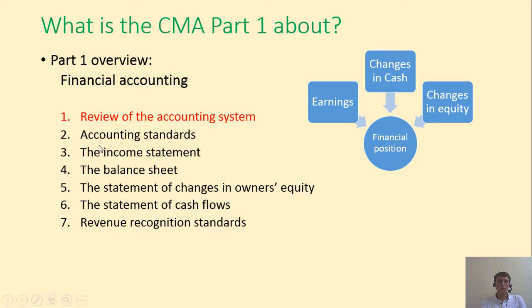We're going to talk about accounting standards, why they're needed and what they are. We're going to talk about the different financial statements in detail, much more than the level of detail you have in a basic financial accounting course. So we'll really dig into these statements, including the income statement, the balance sheet, the statement of changes in owner's equity, and the statement of cash flows. And finally, we're going to talk about revenue recognition standards, because this is a big issue and it has been causing trouble as some companies have been aggressively recognizing revenue or manipulating their revenues. So actually this is a high level view of the financial accounting topics we cover in CMA Part 1.